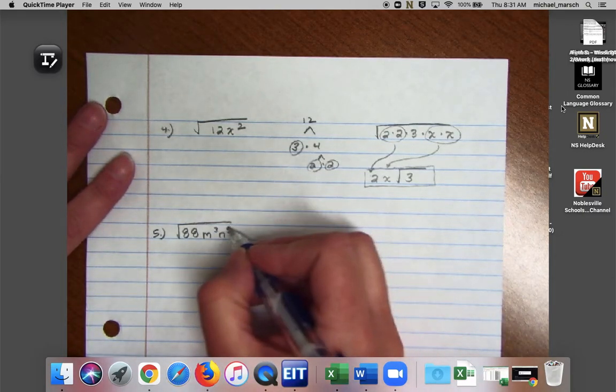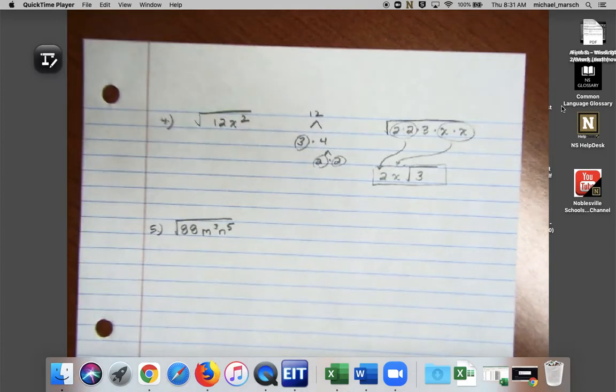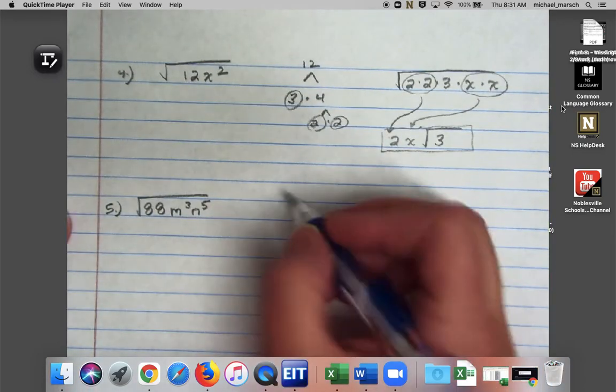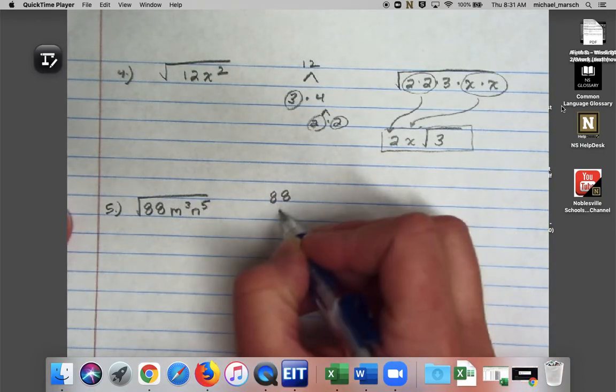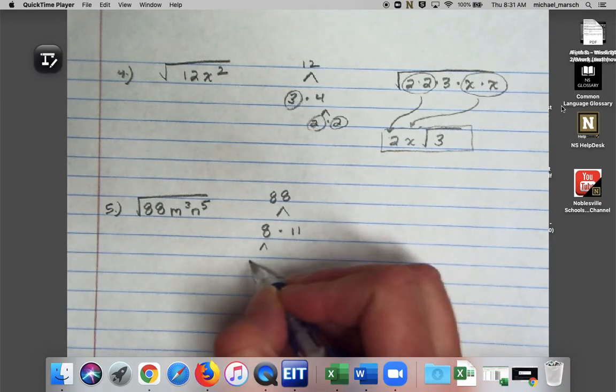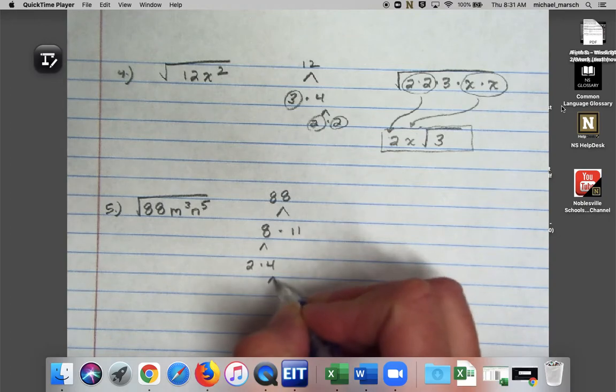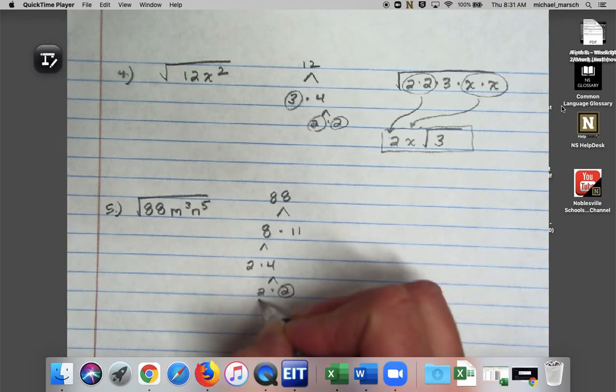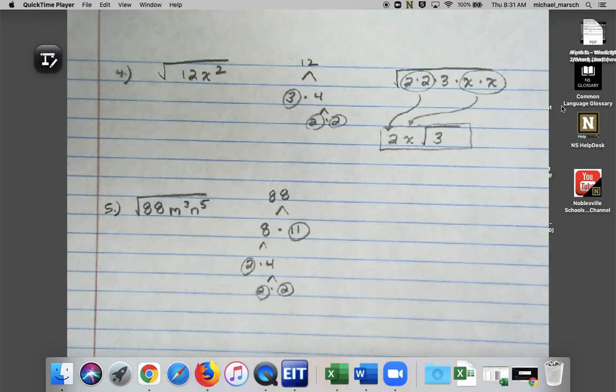Okay. Hope you guys can see that. Okay, let me zoom in a little bit. All right, so the first thing I'm going to do is this 88. I'm going to go with 8 times 11, because it just seems like the easiest one. Then I've got 2 times 4, and then 2 times 2. So these are my prime numbers.